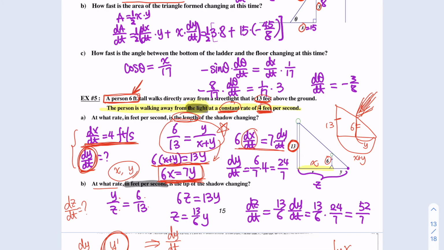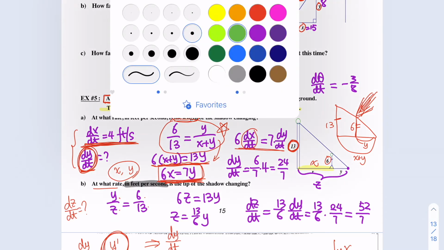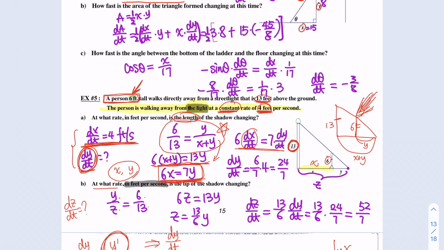Let's have a look at example 5. A person is 6 feet tall. This number is not going to change. It's a constant, so we are able to use this number to set up the equation. The 13 feet, the straight line, is not changing. So 6 and 13 we can use to set up the equation. We have x and y, and we are using similarity: 6 over 13 equals y over x plus y.